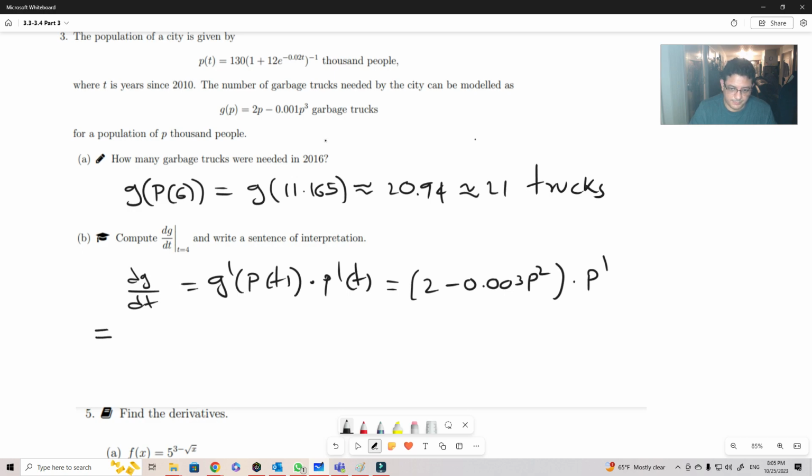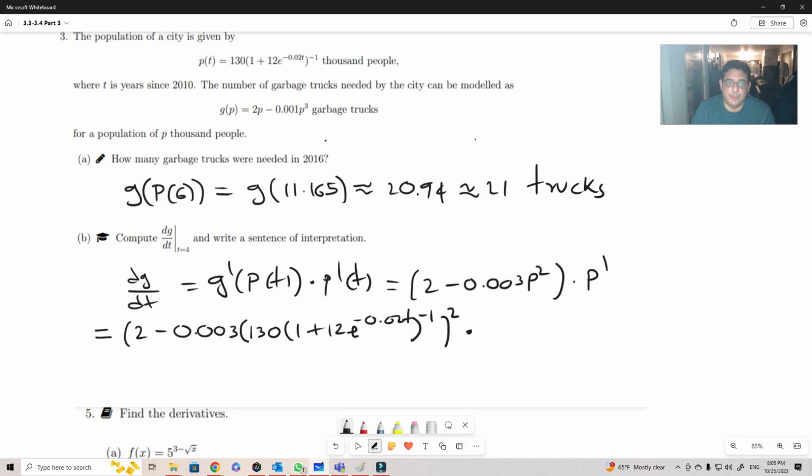And that will give me, and then times p prime.